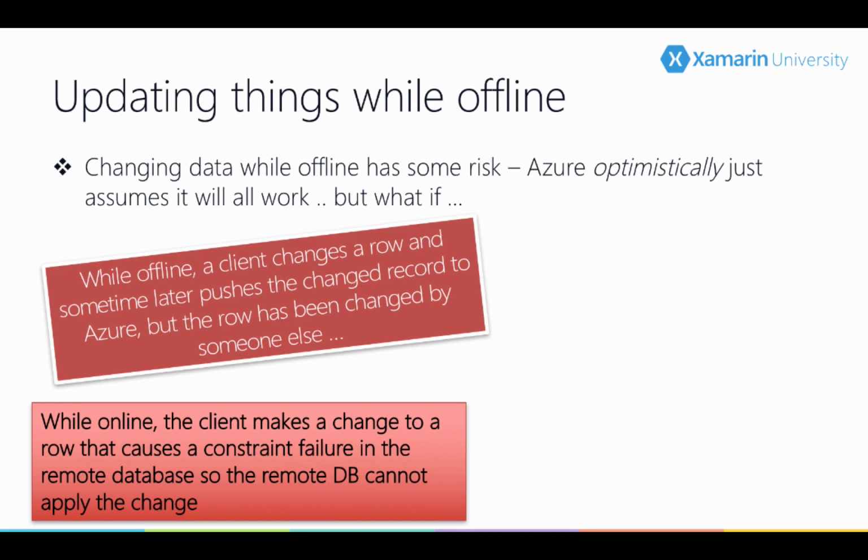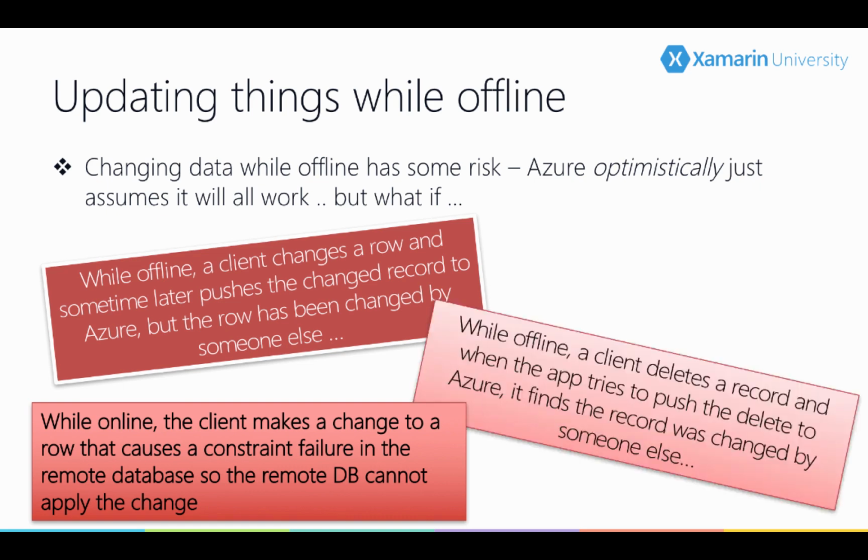Or when you're offline, some other client deletes a record, and the app tries to push that delete to Azure, and it finds the record was changed by someone else, a classic synchronization problem. So up until this point, we aren't seeing any of those problems, and that's because we've not turned on support for conflict resolution. As a result, every change made simply overwrites the server's copy indiscriminately, and we don't even know about it.